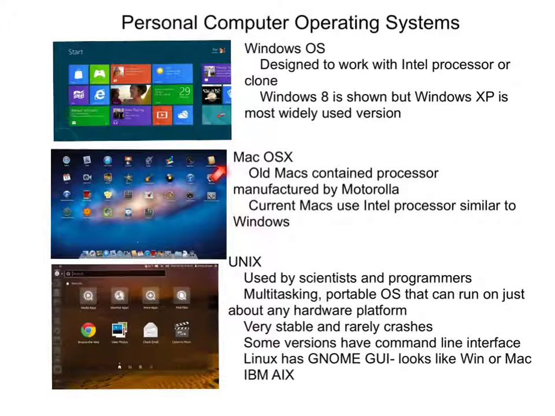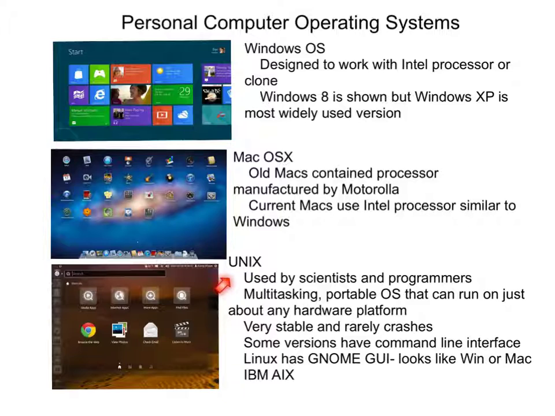Secondly, we have the Mac OS X, and this particular screen is the Mac OS X Mountain Lion. The old Macintoshes used to use a processor manufactured by Motorola, and Windows did not work with that particular type of processor. Currently, the Macintoshes use an Intel processor similar to Windows. We learned in the first quarter that Macintosh became really popular after it created this graphical user interface with all of the pretty pictures, but we know that they didn't invent it. However, Xerox Corporation developed that idea.